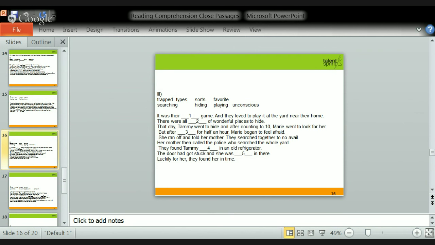So these are the things that you can really take care of when it comes to the closing passages. One is you'll have to find the structure of the words, and then you will have to find the meaning of the words. You'll have to find the clues of the words.